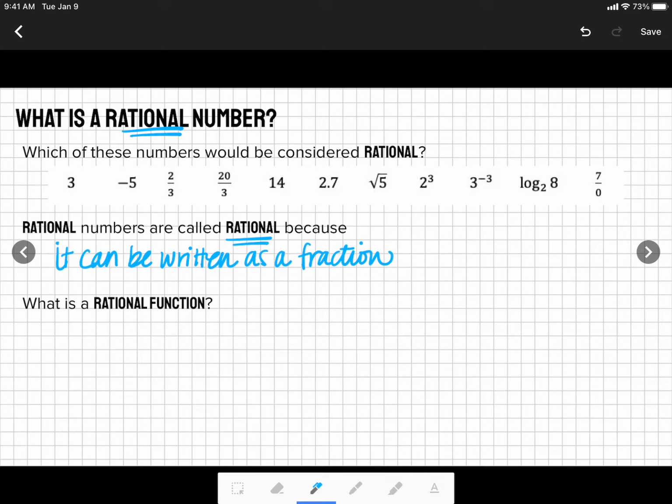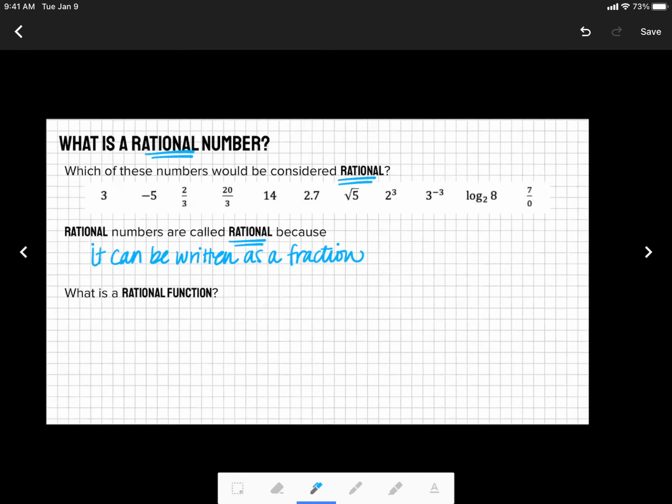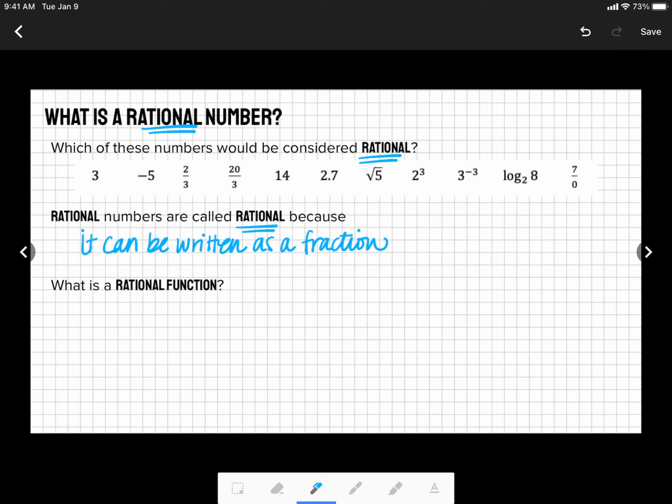So we have a list of all these numbers up here. I need to know, and please help me out, which ones do you think are rational? Which ones fit this rule of being rational? Go ahead and let me know. Give me one of them. Which one's rational? 3. Yep, that is rational. We could write that as 3 over 1, so that is a rational number.